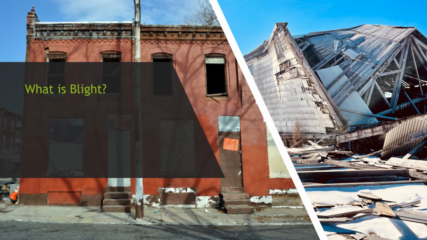This slide gives us two examples of blight. The one on the left is an example of blight in an urban setting. The one on the right is a photo of a partially demolished building at the Sunflower Ammunition Plant. Given the state of these properties, unless there's some kind of financial incentives, properties like these are hard to develop due to the significant redevelopment costs.